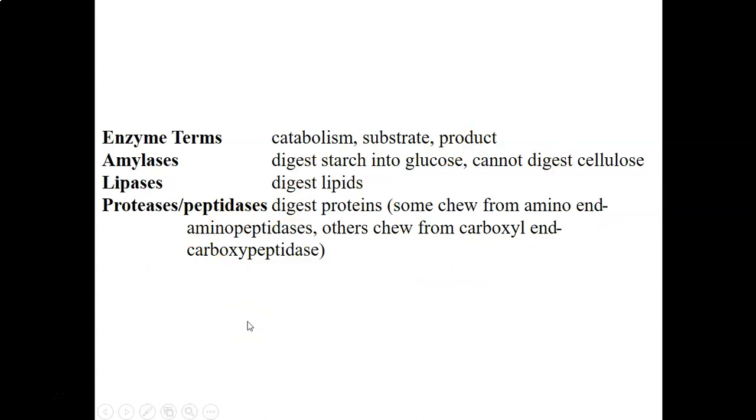There's a lot more names of enzymes and so on, but I'm only going to ask you to know these so that I can get you to at least get a taste of it. Alright, that's it for the digestive system.